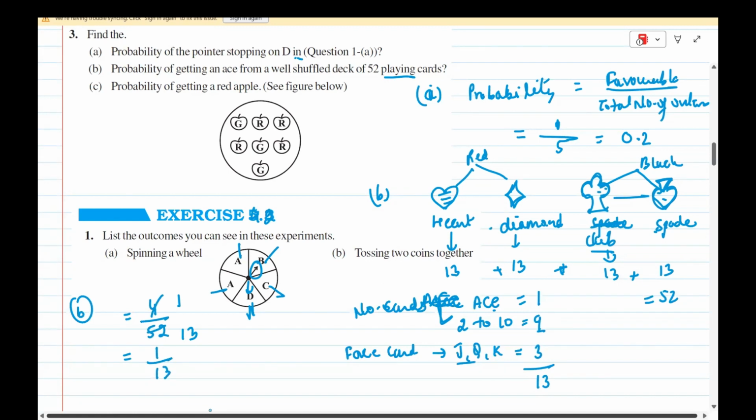Clear? You have to write the formula everywhere. The formula is probability equals favorable outcome divided by total number of outcomes. This formula you have to mention everywhere.